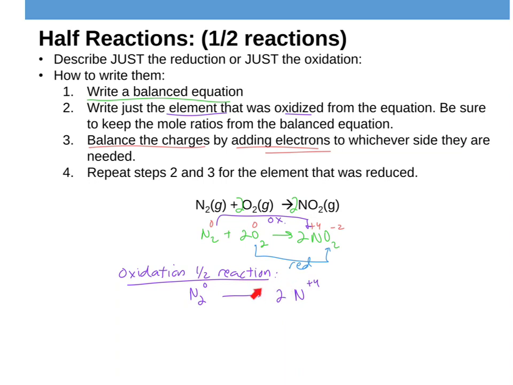Well, electrons are negative, so it's not like I can add anything to the left. I have to add my electrons onto the right-hand side to get this to balance, because if I add 8 electrons, the idea is that now the left-hand side is overall neutral, and the right-hand side is overall neutral. Because I have 8 positives with the nitrogens, and I have 8 negatives with the electrons. So overall, now this is balanced both in terms of number of atoms, 2 nitrogens, and in terms of the overall charge, 0 and 0. So that would be my completed oxidation half reaction.